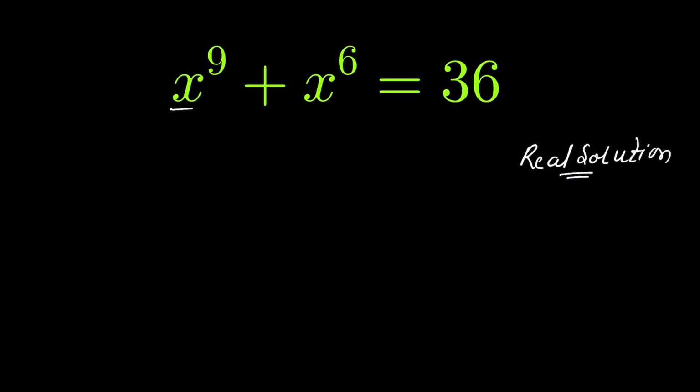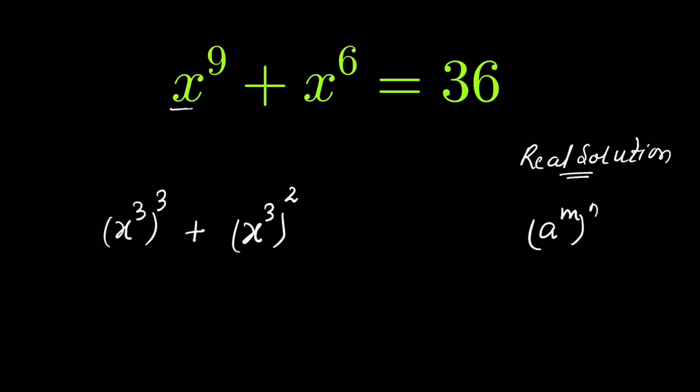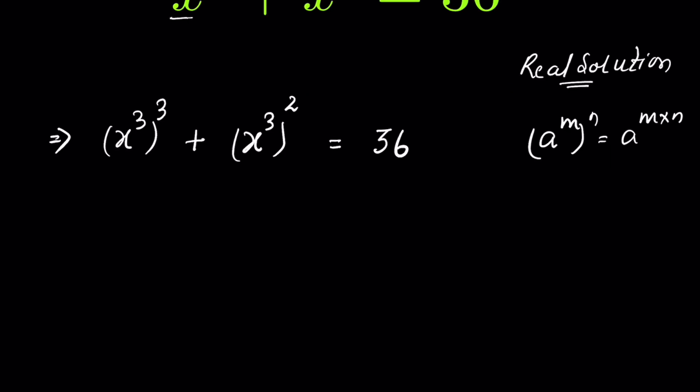So x to the power 9 we can write as (x to the power 3) whole to the power 3, plus x to the power 6 as (x to the power 3) whole to the power 2, because when a raised to the power m is whole raised to the power n, it is equal to a raised to the power m times n. So this is equal to 36. Now let's consider x cube is equal to m.